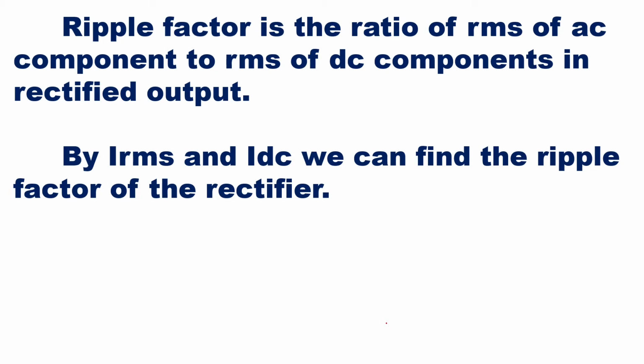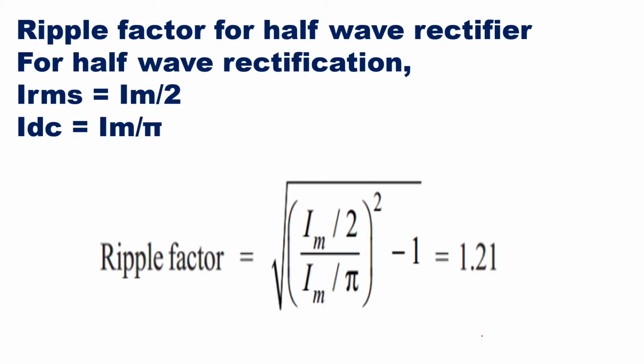So in our process, when we derive the expression for ripple factor, we will take IRMS and IDC. First, we have to see what the IRMS and IDC are for the half-wave rectifier, because we want the ripple factor for the half-wave rectifier. For half-wave rectification, IRMS is given as Im by 2, where Im is the maximum current.